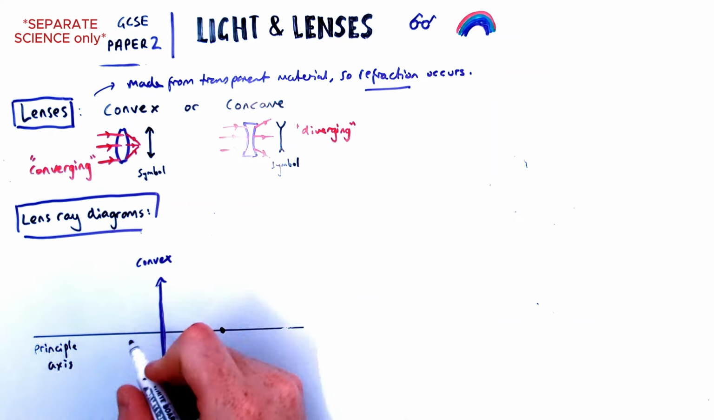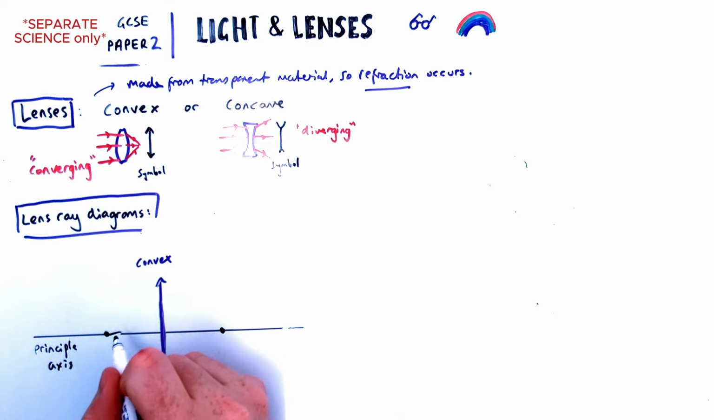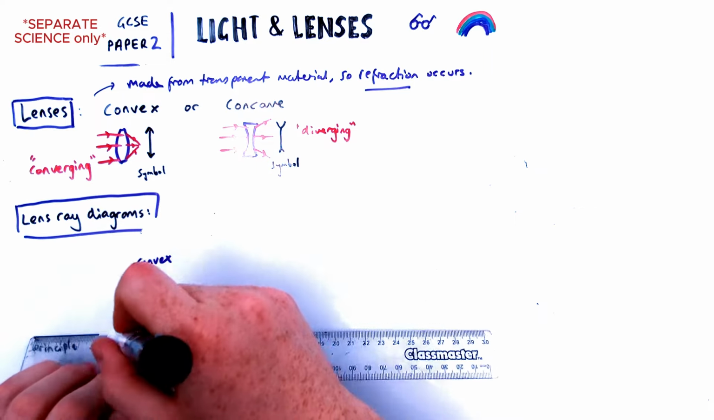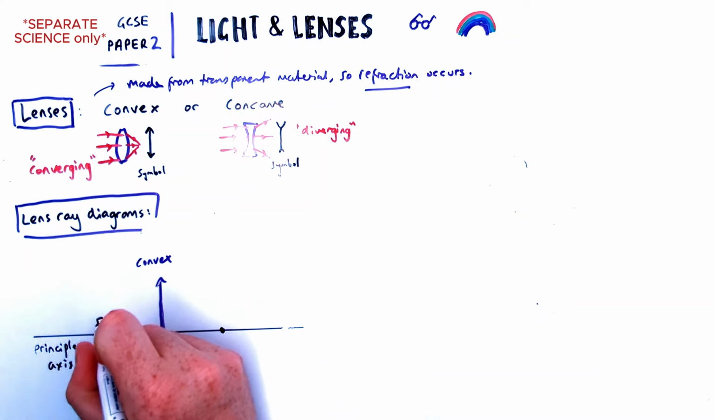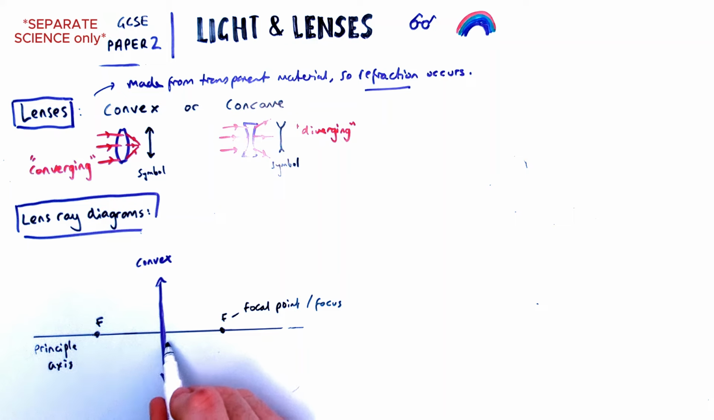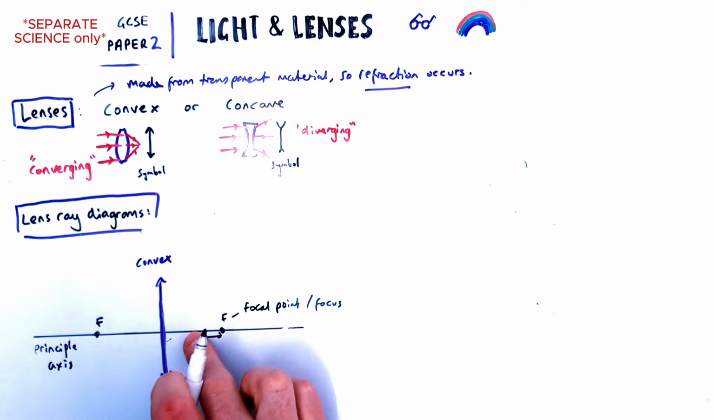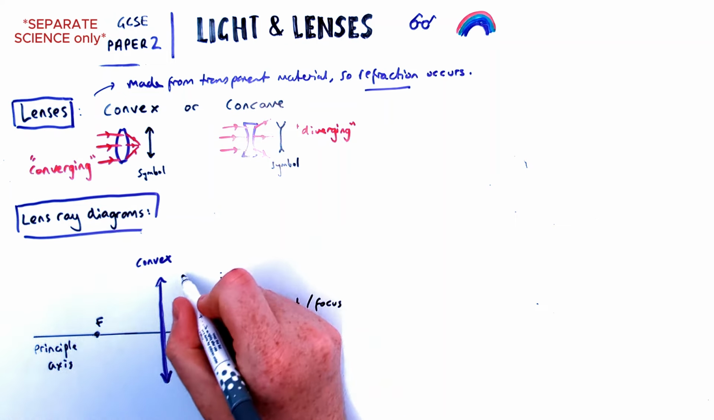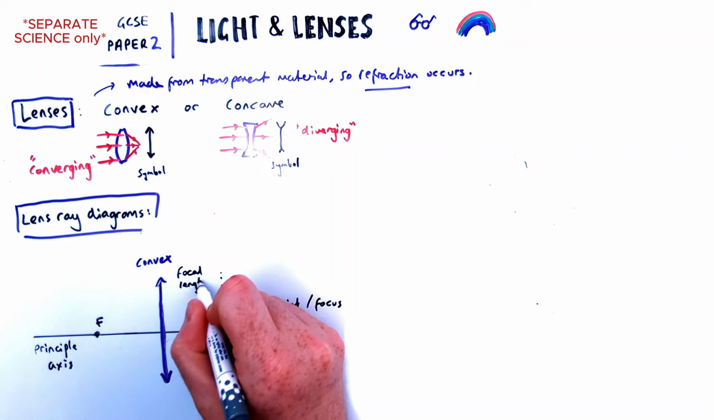I'm going to draw a focal point, capital F, on either side of the lens. They should be equidistant from the lens. This will normally be done in an exam question for you. The distance between the focal point and the lens is known as the focal length.